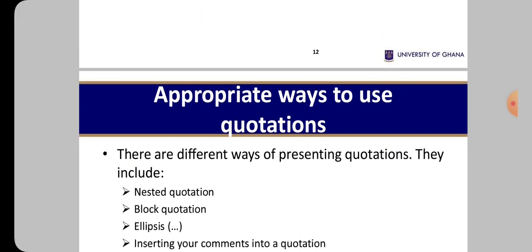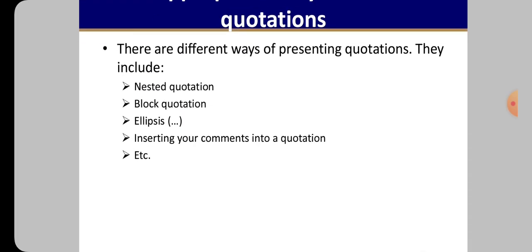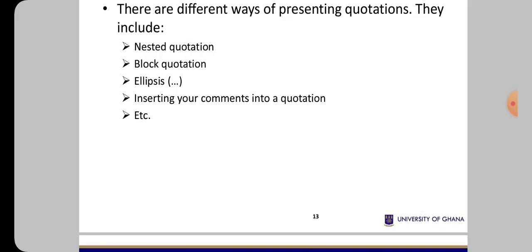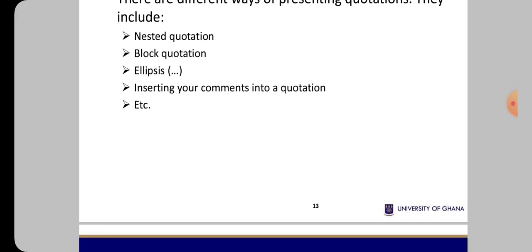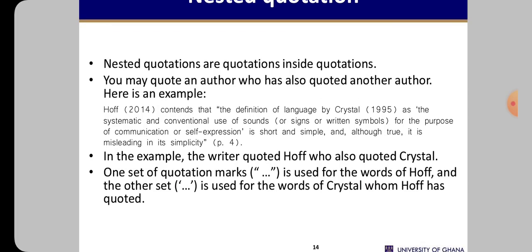Yes, that is it. So, appropriate ways to use quotations. Let's look at appropriate ways we can use quotations. So we have nested quotations, block quotations, ellipsis, and then inserting your comment in a quotation. So now let's look at the nested quotation. When you say nested, you know how bears nest, and you understand that one. Nested quotations are quotations inside a quotation. So whenever you find a quotation inside a quotation, it is what?